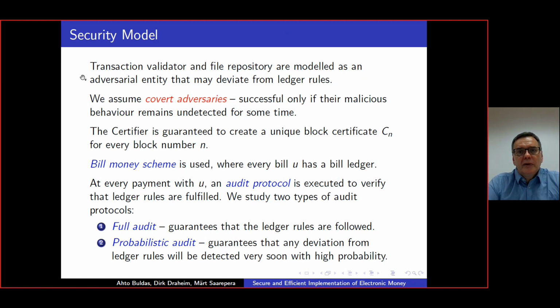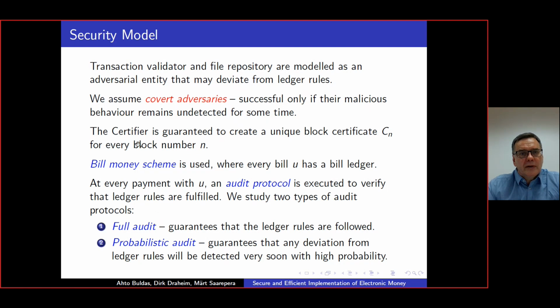Okay, and the security model we use in this work is: we model the transaction validator and file repository as an adversarial entity that may deviate from ledger rules. And we assume that the adversaries are so-called covered adversaries. They are assumed successful only if their malicious behavior remains undetected. The certifier is guaranteed to create a unique block certificate for every block number.